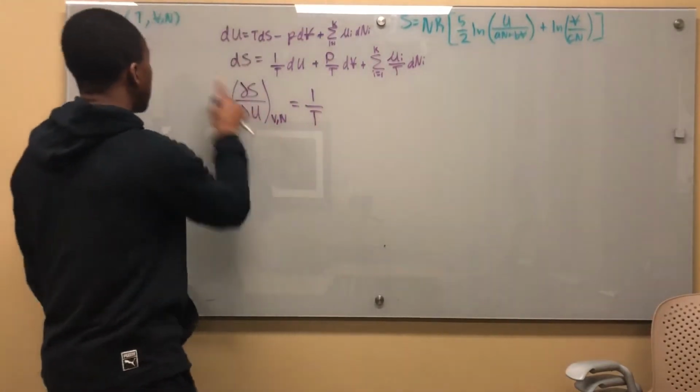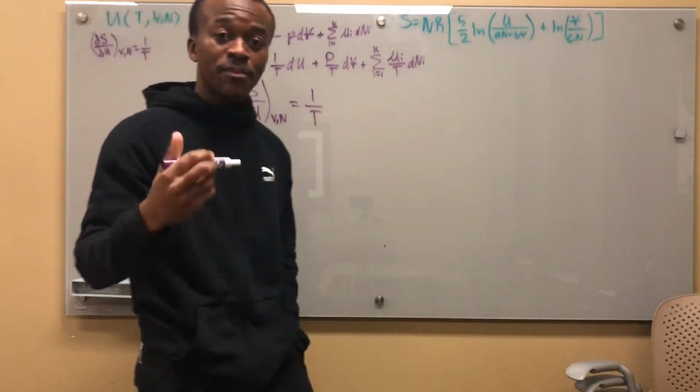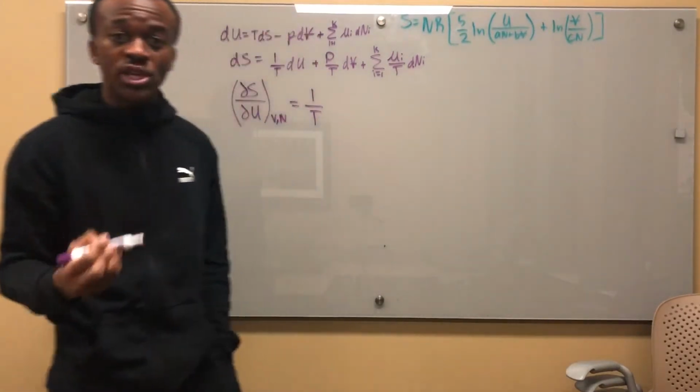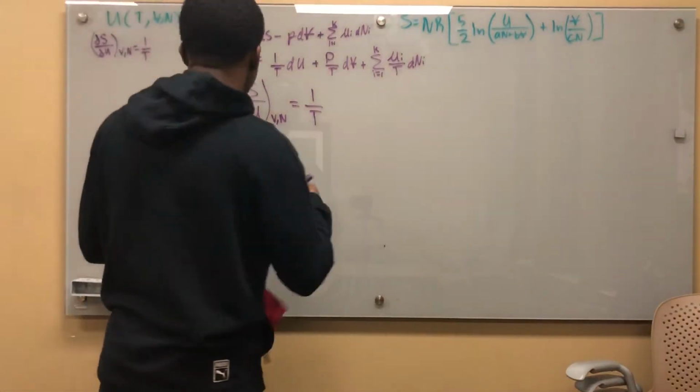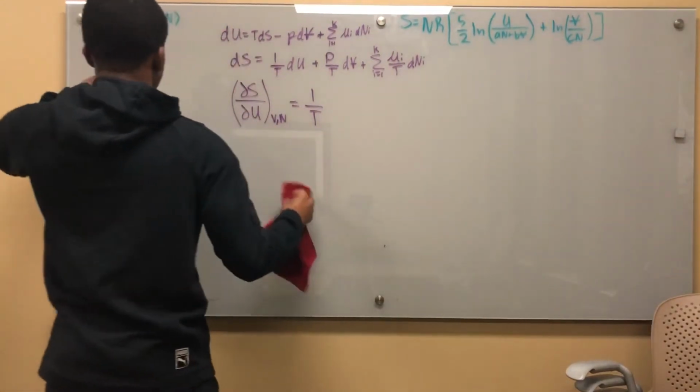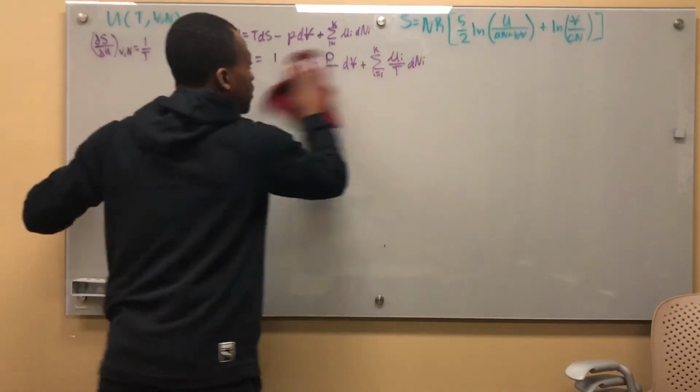Then we're holding V and N constant, so T, V, and N will appear in my final solution. That's just basically what I'm trying to say, okay? Now, I'm going to go ahead and erase this. I know that I have this little thing that we've solved for here.